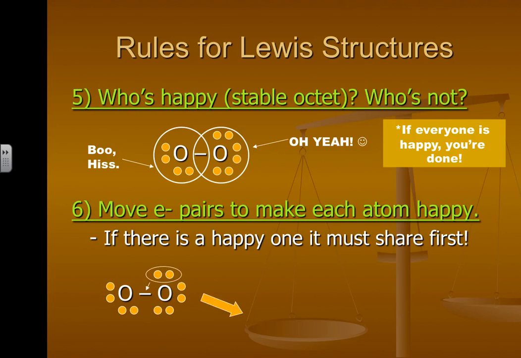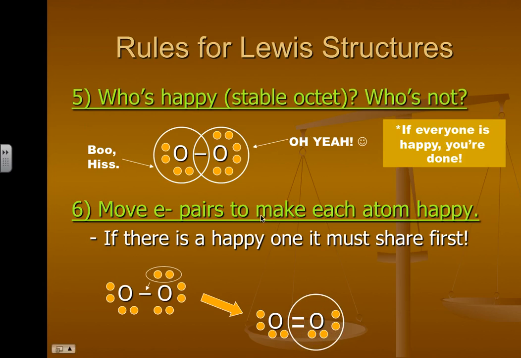So that creates this. You can see that I now have a double bond in between my 2 oxygens. And basically my next step is, okay, who's happy, who's not? Every time you move an electron pair, and by the way, you have to move them in pairs, then go back to step 5. Who's happy, who's not? Once everybody's happy, you're done. But if everybody's not happy, you'll have to move electron pairs again.